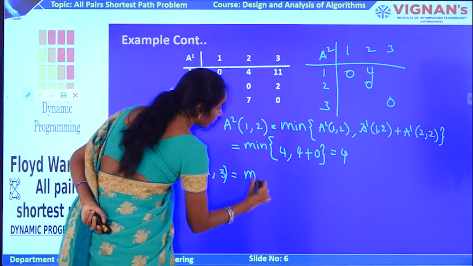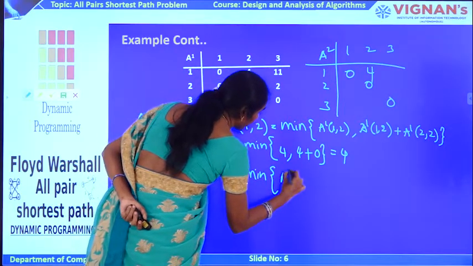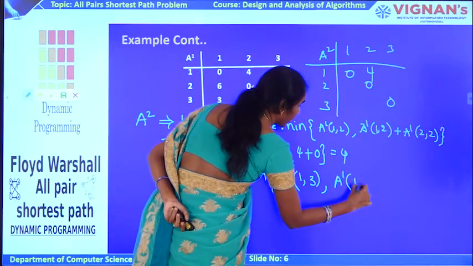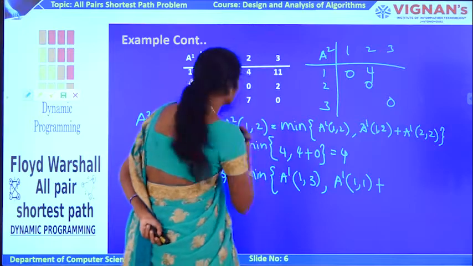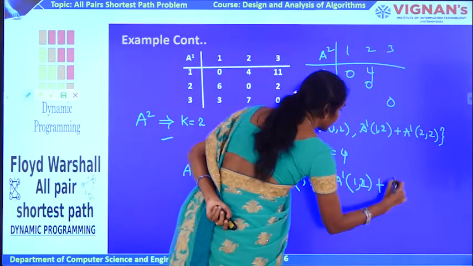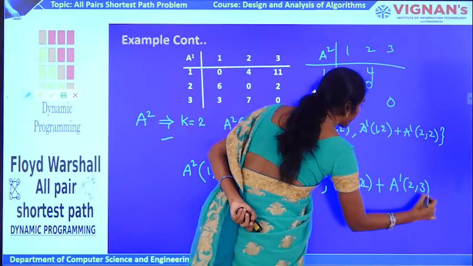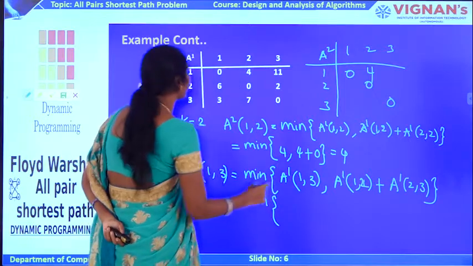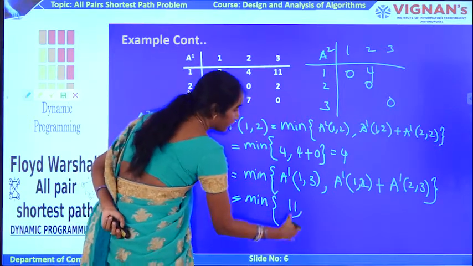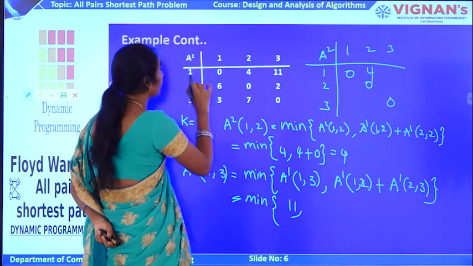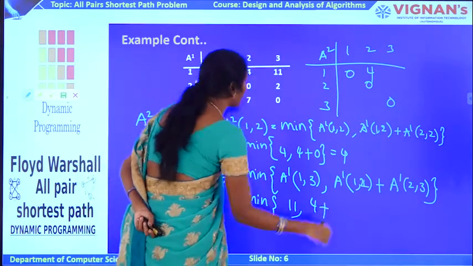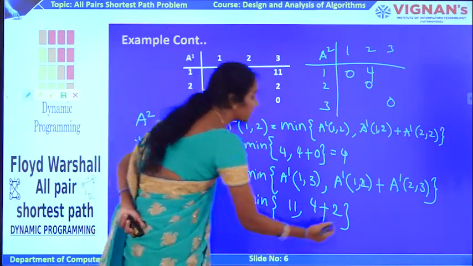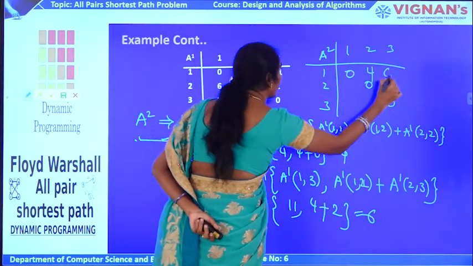1 comma 3 will be minimum of a1 of 1 comma 3, the direct distance, or else a1 of 1 comma 2, now 2 is the intermediate vertex, plus a1 of 2 comma 3. So now this will be equivalent to minimum of a1 of 1 comma 3, which is equal to 11, comma a1 of 1 comma 2, which is equal to 4, plus a1 of 2 comma 3, which is equal to 2. So 11 comma 6, which one is minimum? 6 is the minimum one. So now this will be equal to 6.